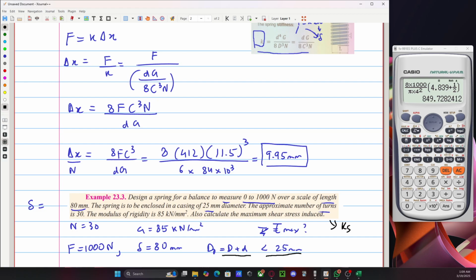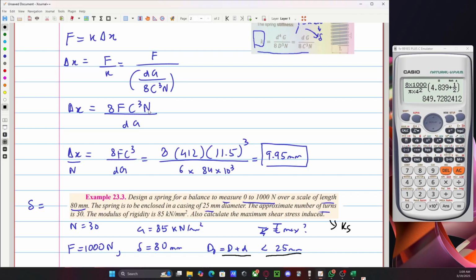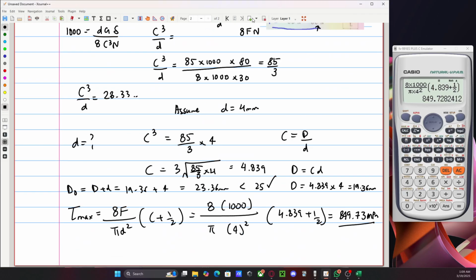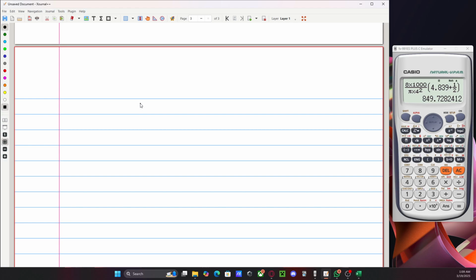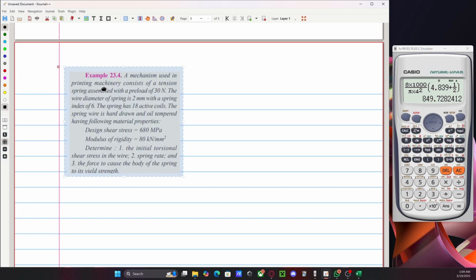Okay, so let's try another question. We're given another example here, and we're told to solve this. So let's go down, let's add another page. Over here, let me make this one smaller.